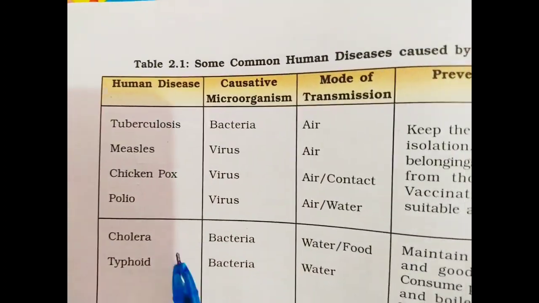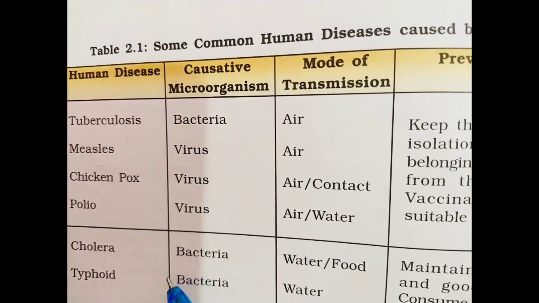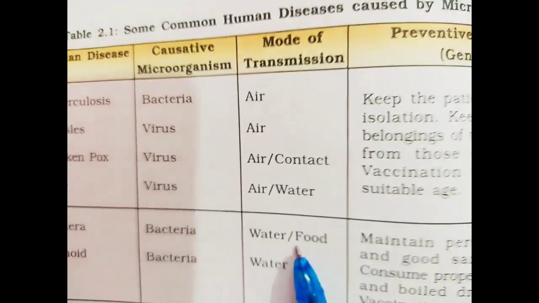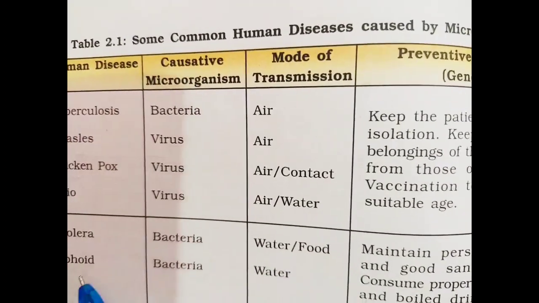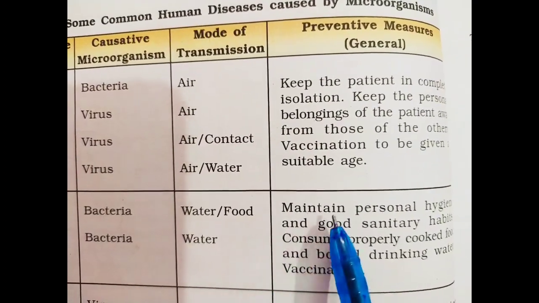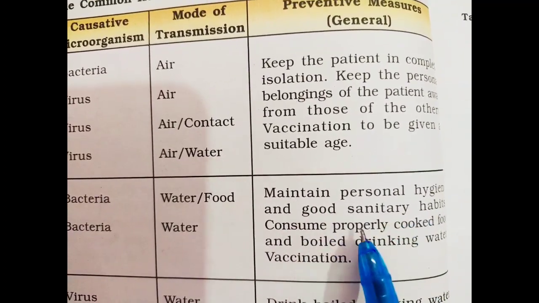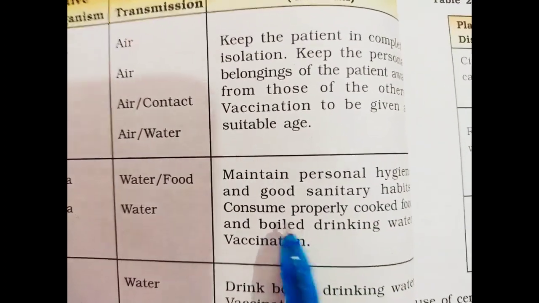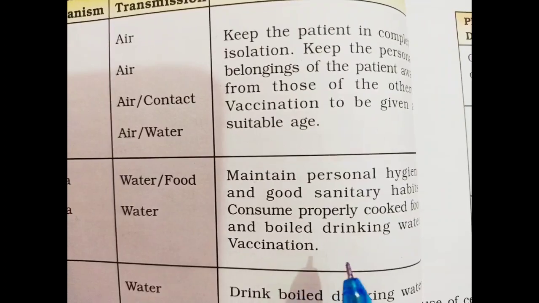Now the next human diseases are cholera and typhoid, and the causative microbes are bacteria. Both diseases are spread by the same microbes, bacteria. Now the mode of transmission for cholera is water and food, and for typhoid is water. Now, what are the preventive measures? Maintain personal hygiene. We have to keep ourselves clean and neat personally, and follow good sanitary habits. Consume properly cooked food and boiled drinking water. Vaccination is also a very important part.